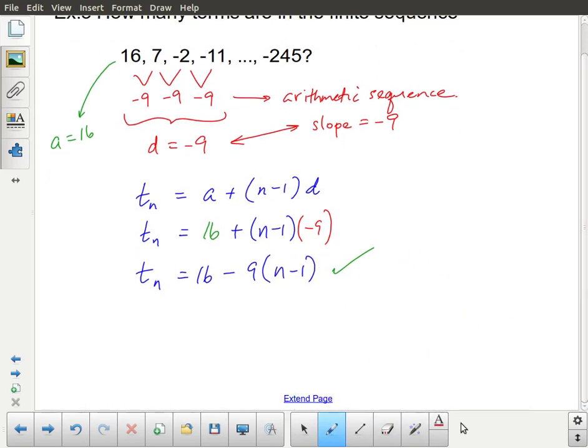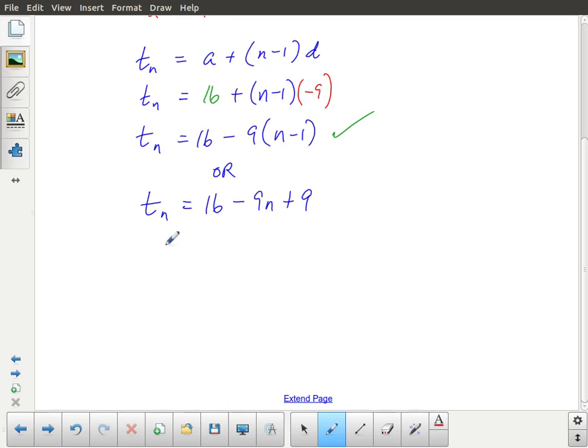That's the generic term. You might also expand out that bracket: 16, and then what is negative 9 times n? Well, that's just minus 9n, and negative 9 times negative 1 is plus 9, and so you end up with Tn equals 16 plus 9 is 25 minus 9n. That would be fine as well. It's up to you which one of these you want to use. If you use the second one, it just means you have to do a little bit more algebra to get there.